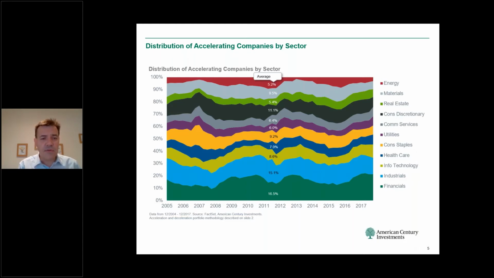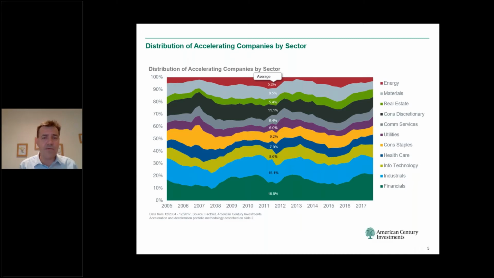So you can see that there is quite a broad distribution, but even within that, we found some cyclical variance. It was interesting to note that the percentage of companies in the ACWI that qualified for the earnings acceleration portfolio, the lowest number we observed was 17% of the universe in 2006, and the highest value we saw was 47% in 2010.